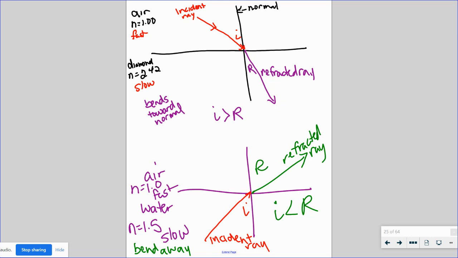We're not going to be really picky this year. There is a way that we can calculate exactly what these angles are in each medium, but for this year we're not going to do it. For this year you just have to know that if it's going from fast to slow, it's going to bend toward the normal, so it's bending this way. Whereas if it's going from slow to fast, it's going to bend away from the normal.